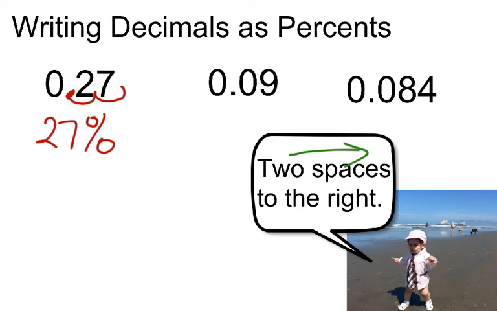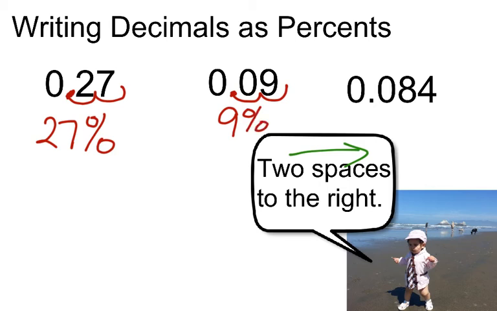In our next case, again, we start right at the decimal and move it 2 spots, always 2. 1, 2 to the right. You don't have to write 0.9%, because if we have a 0 in front of a number and it's a whole number, we don't need it there. So you can write 9%.